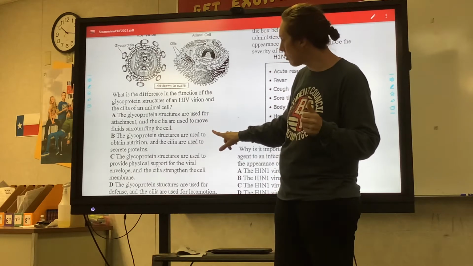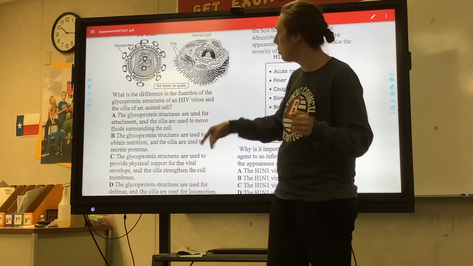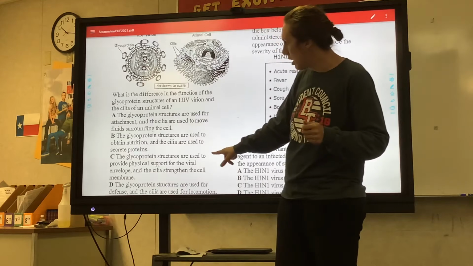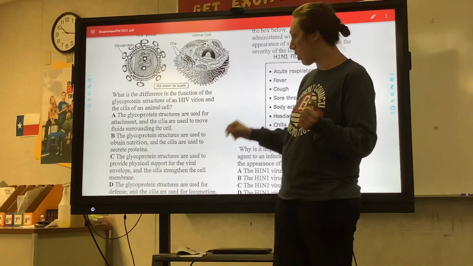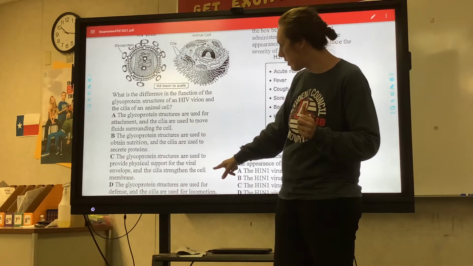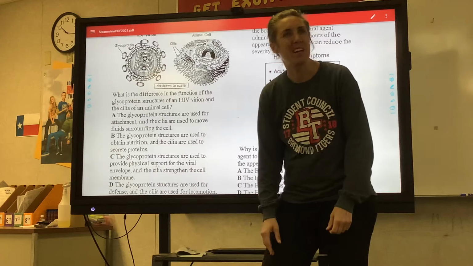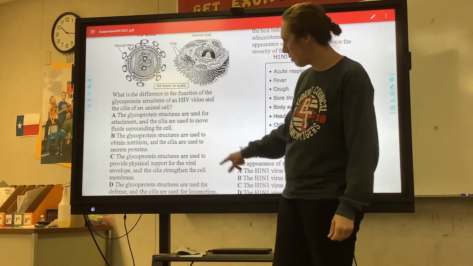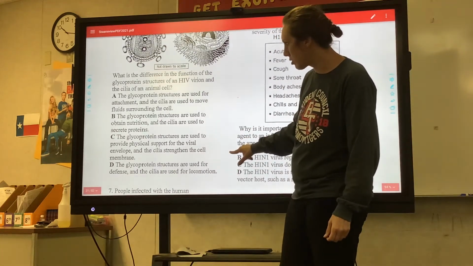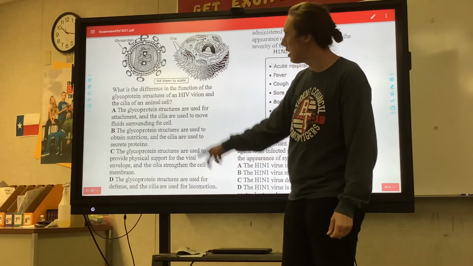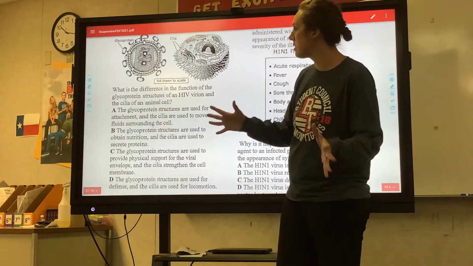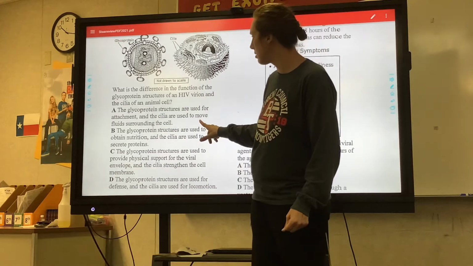B, glycoprotein structures are used to obtain nutrition. Nope, viruses don't need nutrition. C, the glycoprotein structures are used to provide physical support for the virus envelope. That kind of sounds smart. And the cilia strengthen the cell membrane. That's why I then picked C. And then D, glycoprotein structures are used for defense? No. The cilia are used for locomotion? Yes, but glycoprotein isn't for defense, it's attachment. So the right answer is?